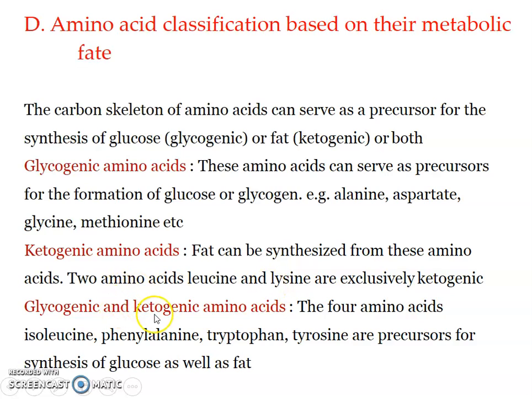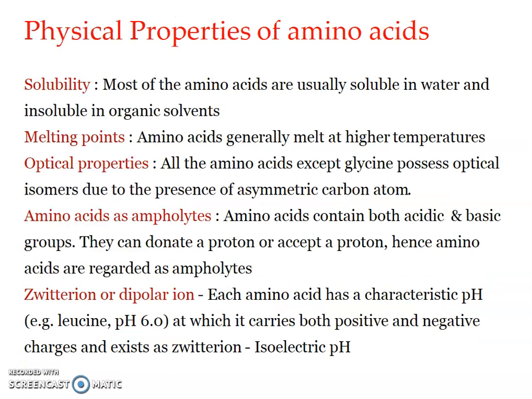And there are four amino acids which are both glycogenic and ketogenic, and can be precursors for the synthesis of both glucose as well as fat. They are isoleucine, phenylalanine, tryptophan, and tyrosine. So this is about the classification. We saw the classification based on the polarity of the R group, the structure of the R group, then the nutritional requirement, and then the metabolic fate of the amino acids. Now we pass on to the physical properties.